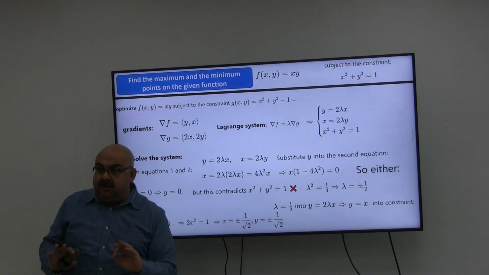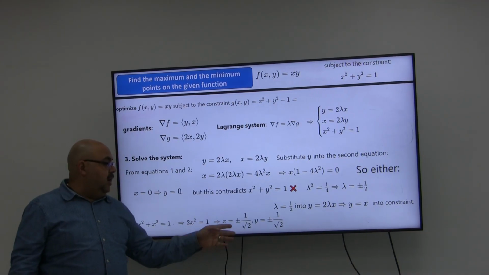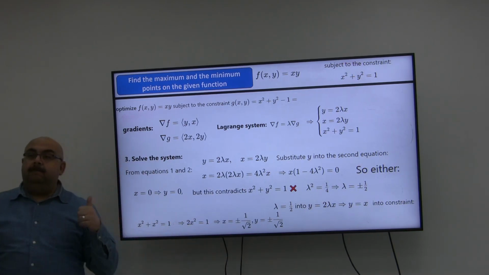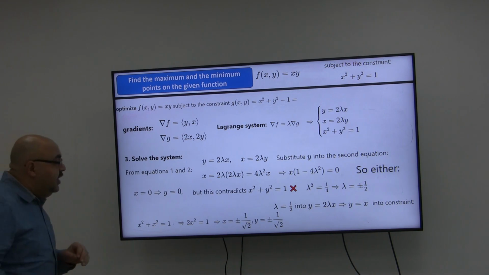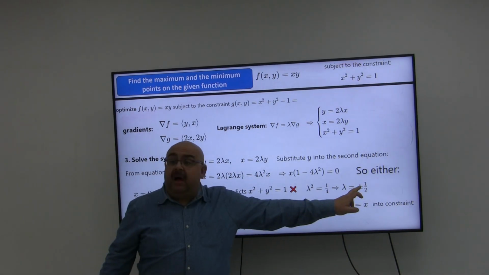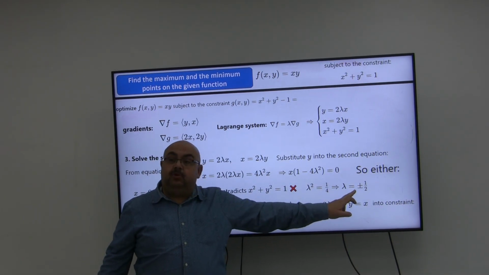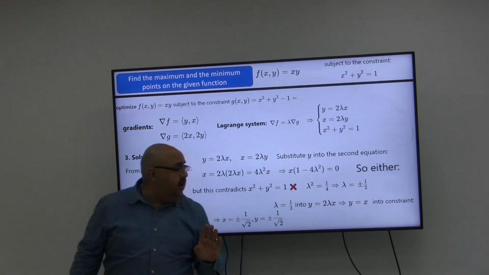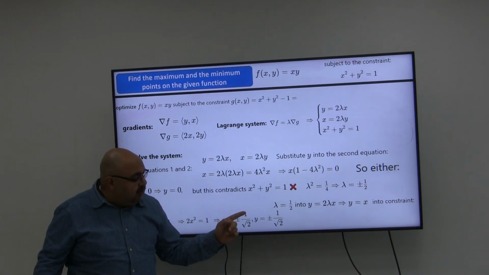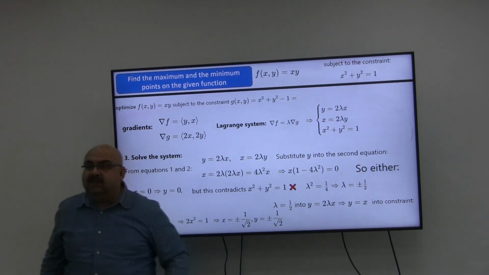In a similar manner, once x is equal to y, you will equate the value of y. So my points are 1 over root 2 and 1 over root 2, or negative 1 over root 2 and negative 1 over root 2. Those are the probable cases. But there is a case I didn't study. I studied the case if lambda is equal to positive half. What if lambda is equal to negative half? I believe it will be the same, but the only thing is that x is not equal to y, y is equal to negative of x.